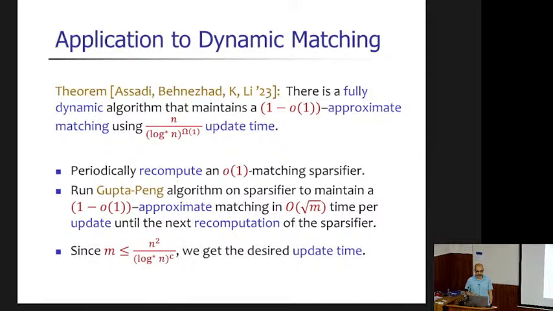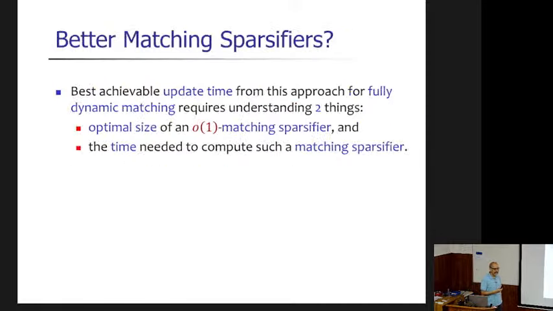Okay, so can we push all this further? Why stop at n over polylog star n? Maybe there are better sparsifiers, right?